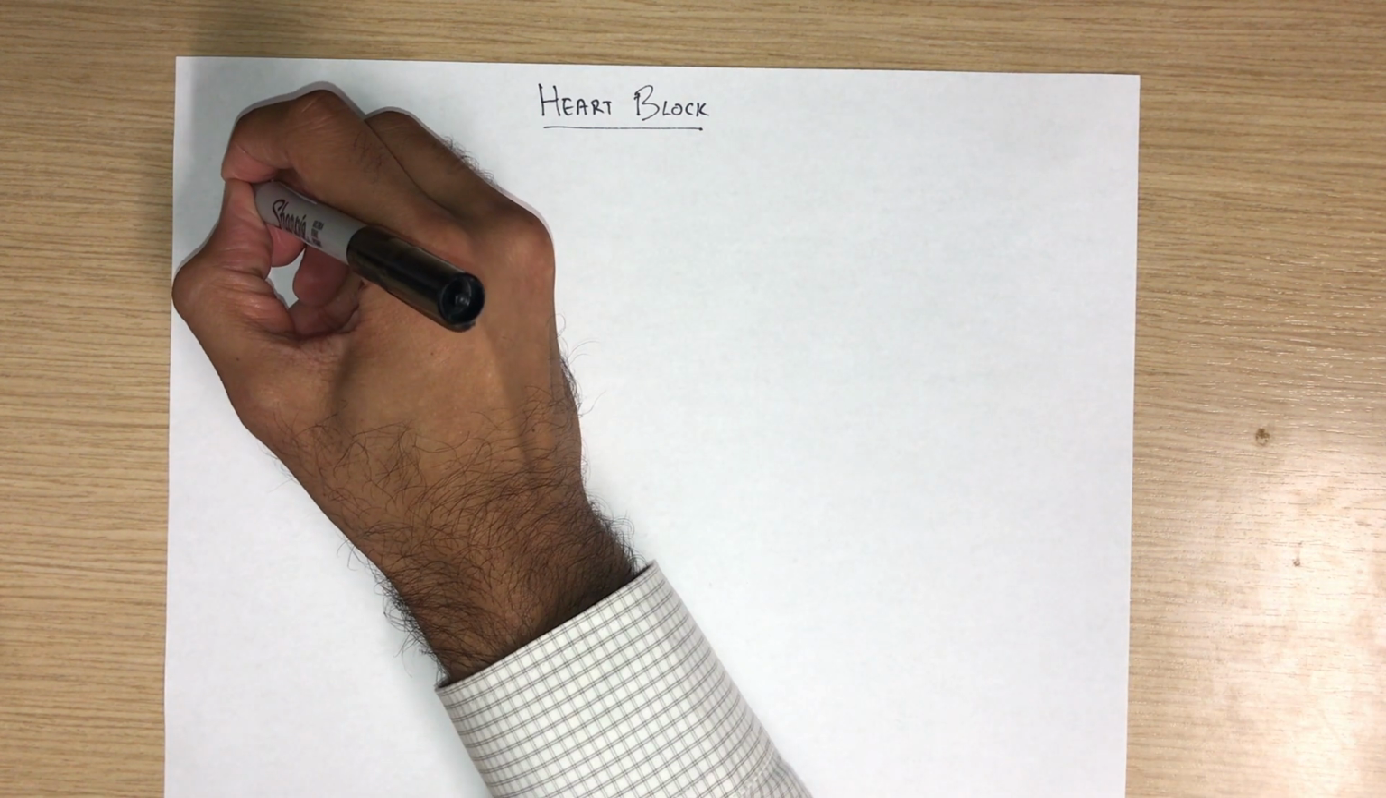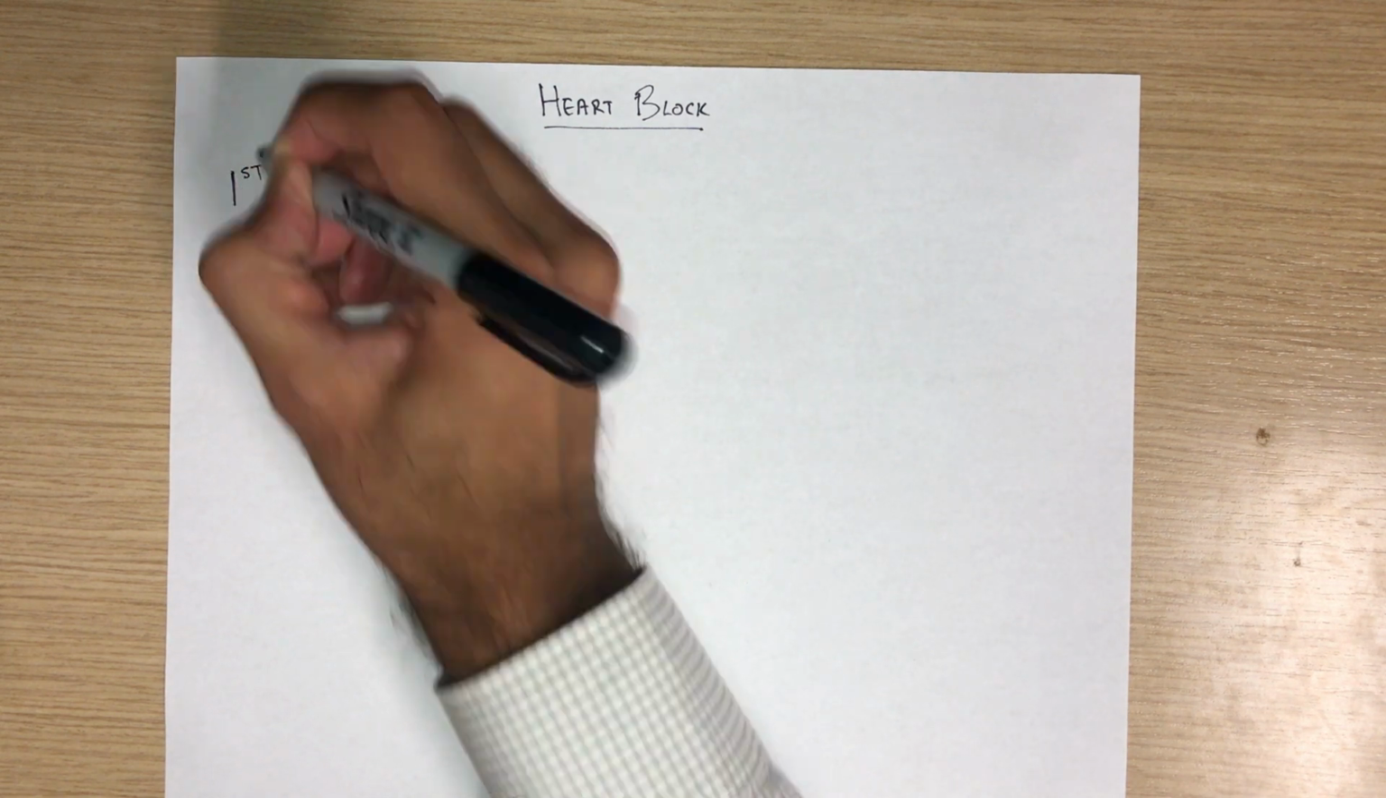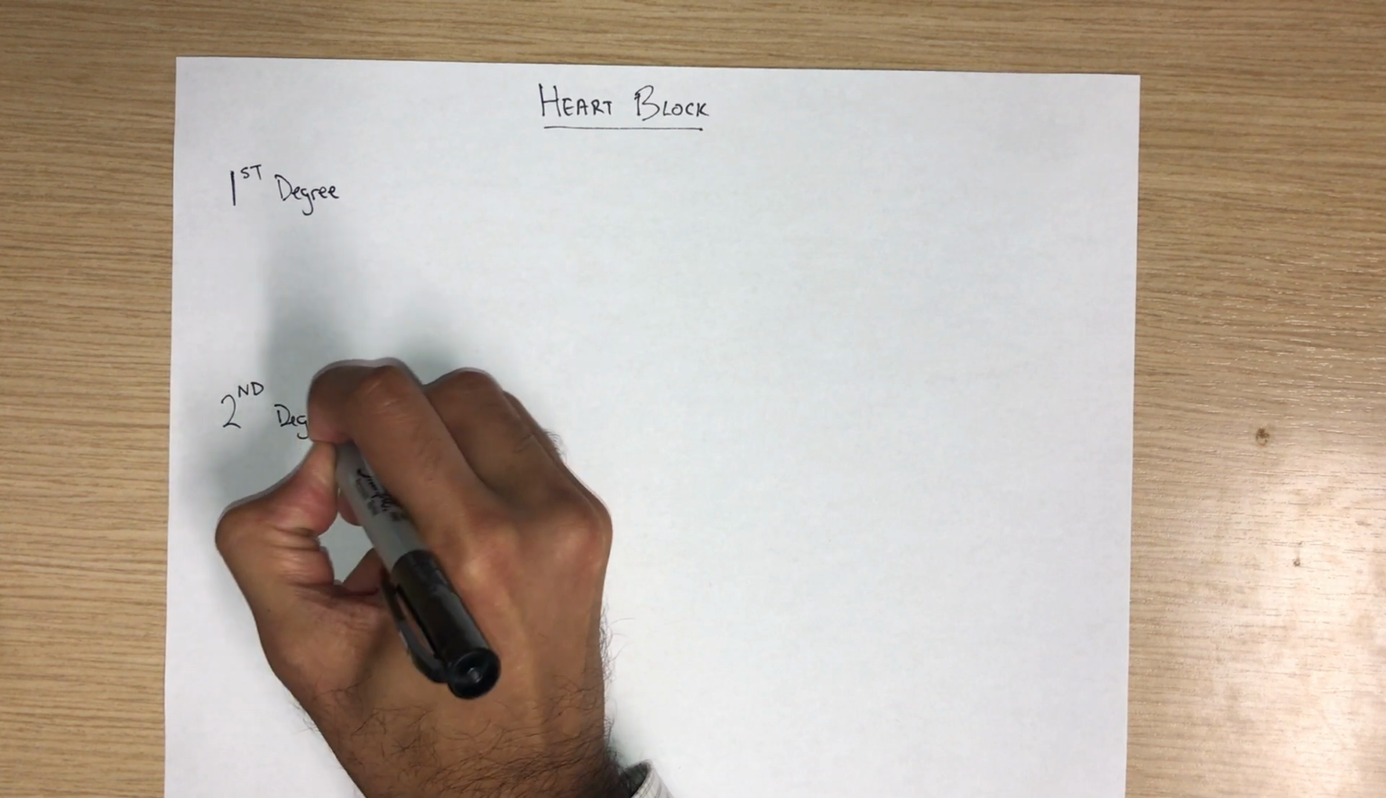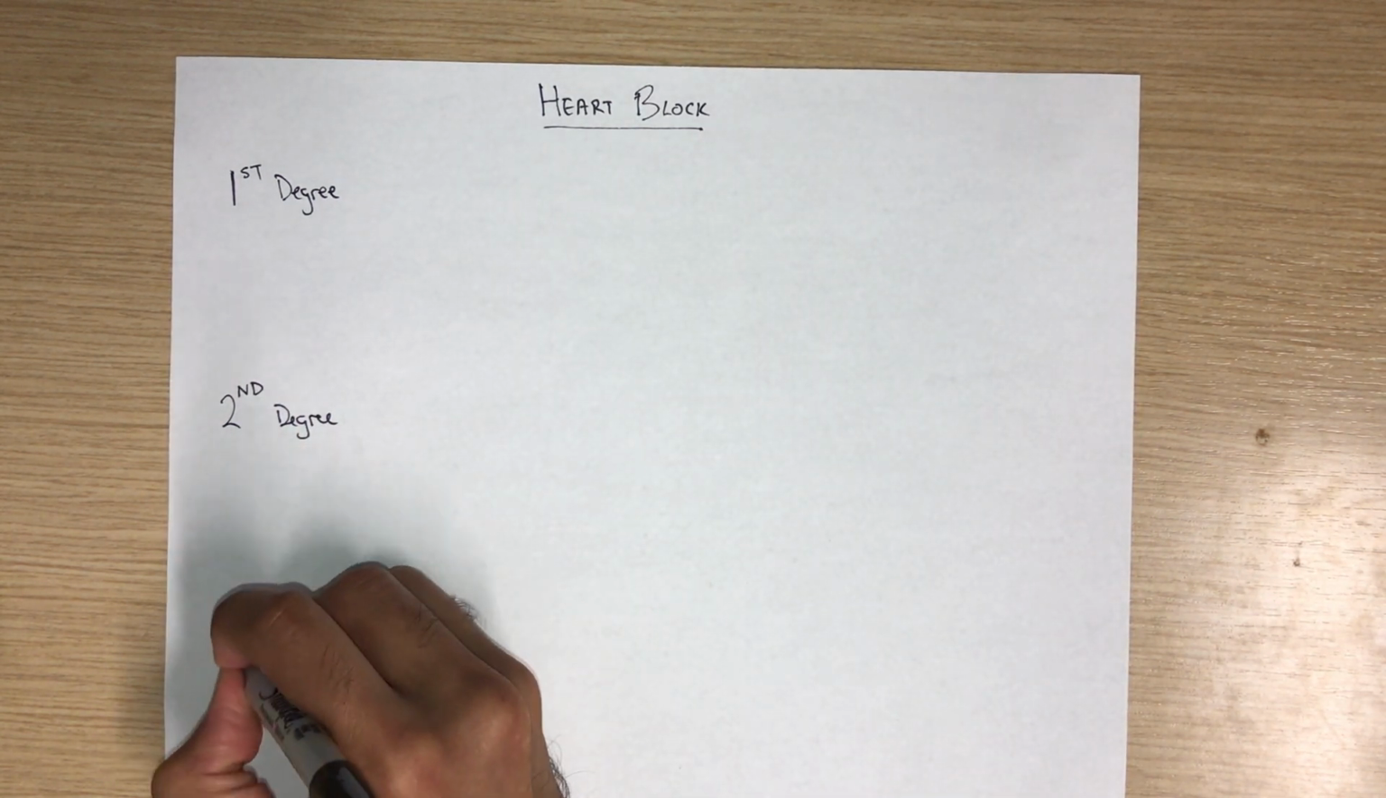So what we'll do is we'll go through the different types of heart block, and then we'll talk a little bit more about the physiology underlying them and why that matters for treatment. When it comes to heart block, we categorize things by degree. And as many of you may remember, there are 3 degrees of heart block. There's first degree, second degree, and third degree.